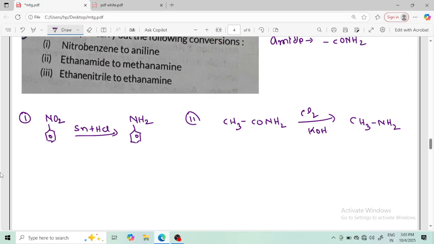The third one is ethanenitrile to ethanamine. What is ethanenitrile? CH3CN, because two carbons, one carbon from CN and another carbon from the CH3 part, is changing to ethanamine, so it's CH3CH2 with two carbons and then NH2, right? One reagent possible is LiAlH4. In its place you can use H2 with nickel, or in its place you can use C2H5OH and Na-Hg. Three reagents were possible.